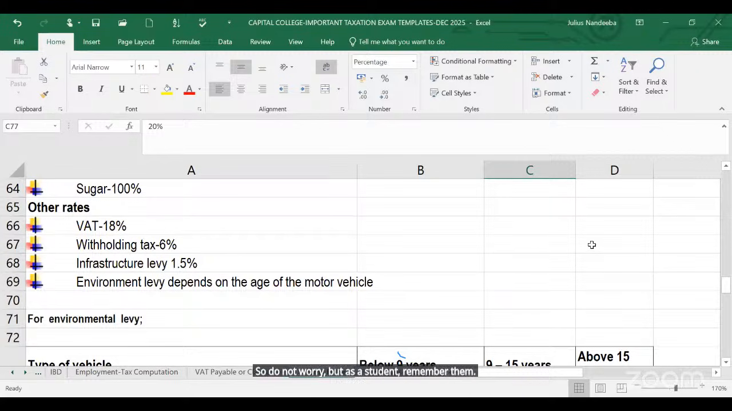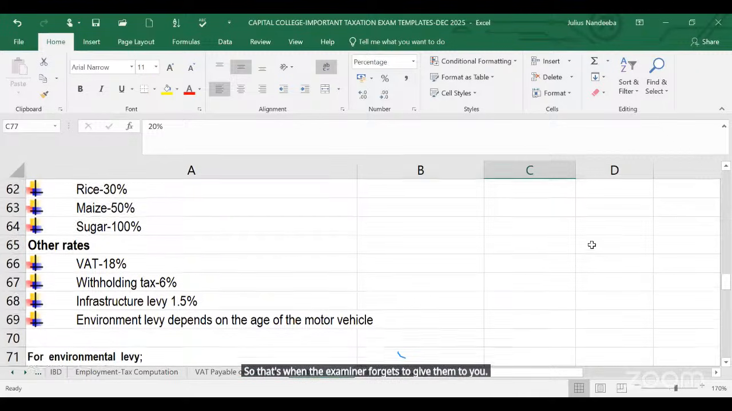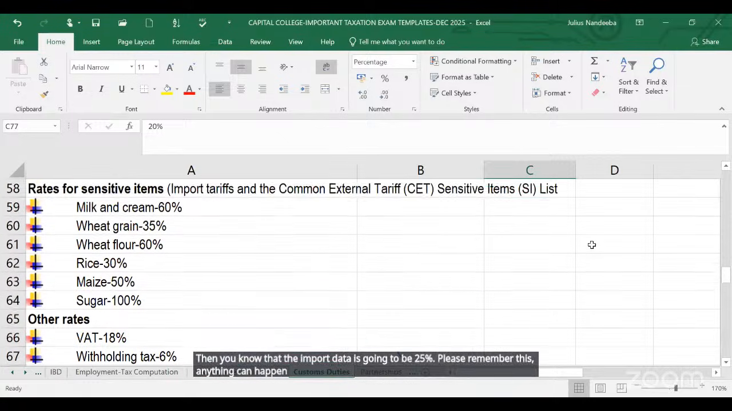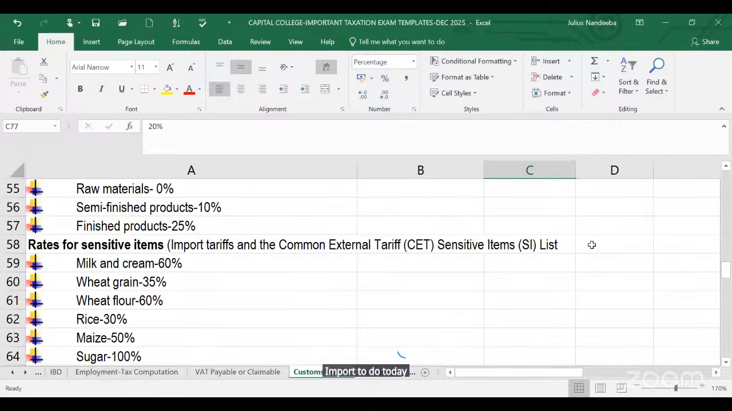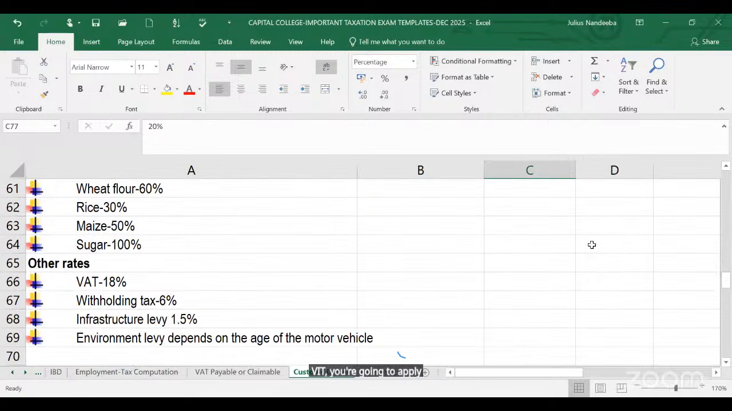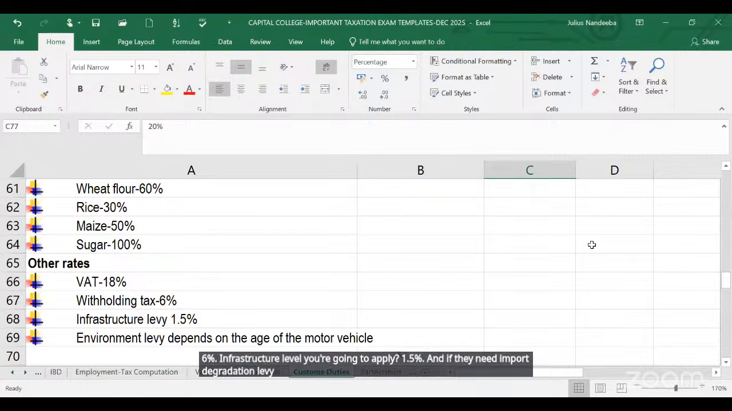So that when the examiner forgets to give them to you, then you know that the import duty is going to be 25%. Please remember this. Anything can happen in the exam. Import duty, you will apply 25% if the examiner is silent. VAT, you're going to apply 18%. Withholding tax, you're going to apply 6%. Infrastructure levy, you're going to apply 1.5%. And if they need import declaration levy, it is 1%.